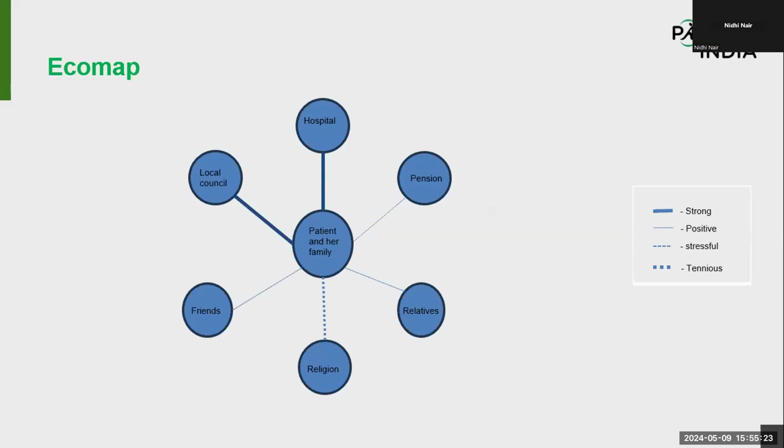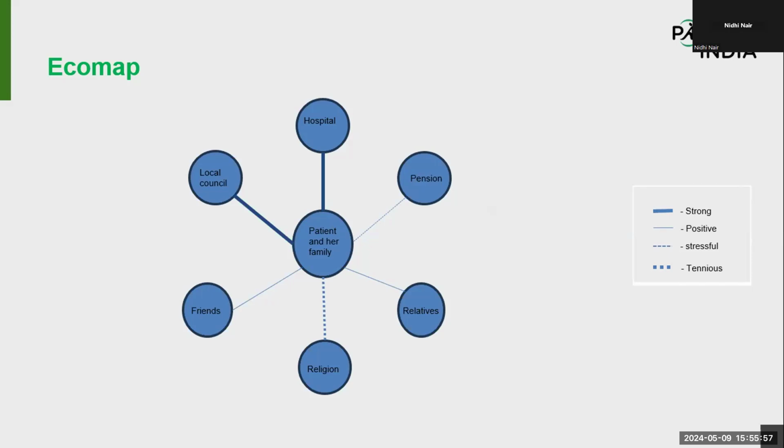And this is an eco map. The patient has a strong relationship with the hospital and the local council. She has a monthly routine checkup at a nearby private hospital. She also has a strong relationship with the local council because a few years back, she did not have her own house, so with the help of the local council, the panchayat, they built her a house. They have a strong relationship with the patient and the friends.